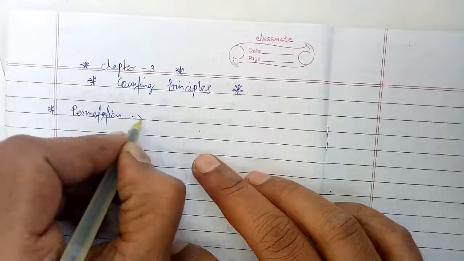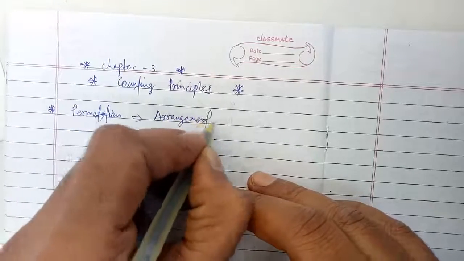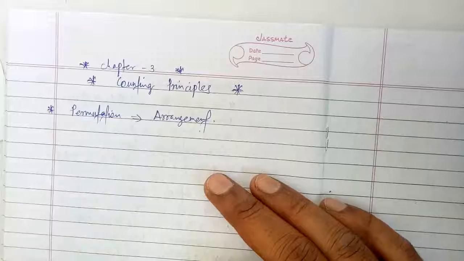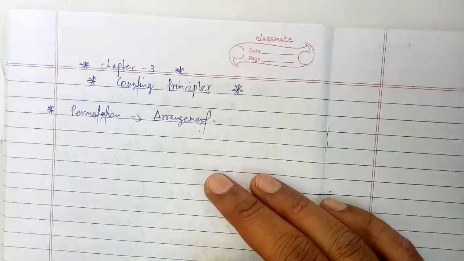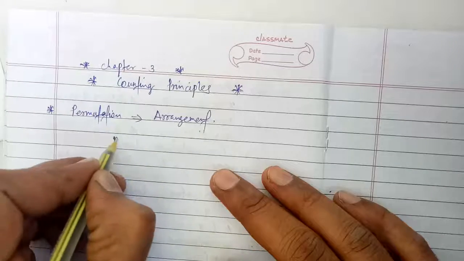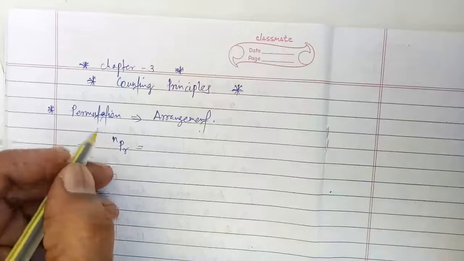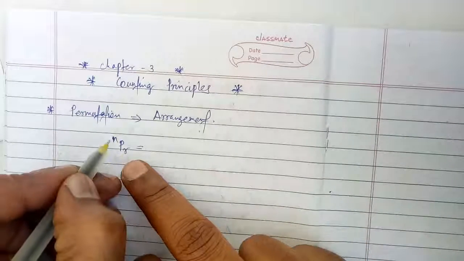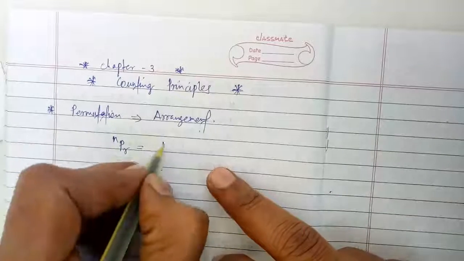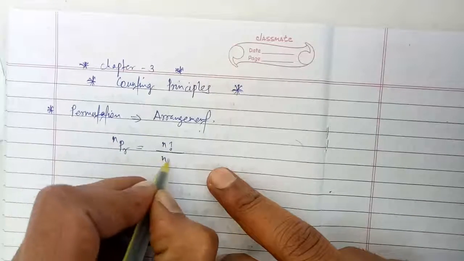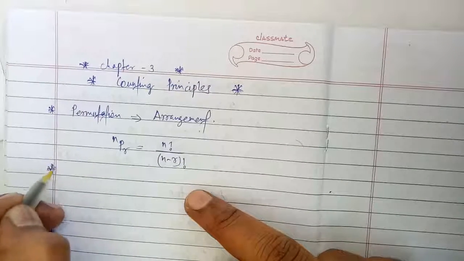Permutation means arrangement. Suppose we want to arrange 10 students in a line, then in that case we have to use permutation, and the permutation formula is NPR. If we want to arrange R students out of N people, then we have to use the formula NPR is equal to N factorial upon N minus R factorial. This is your permutation formula.